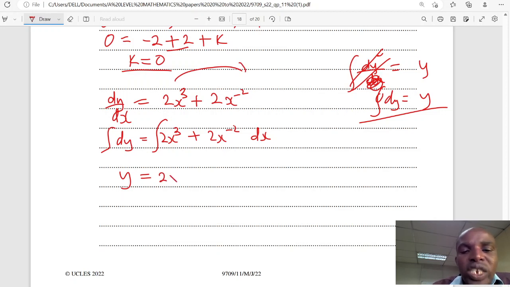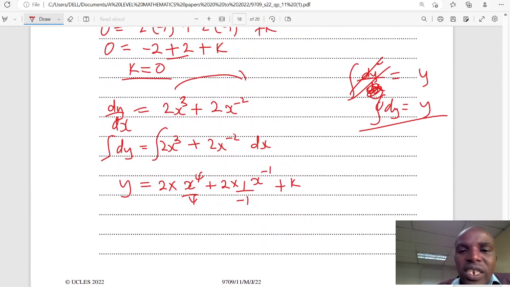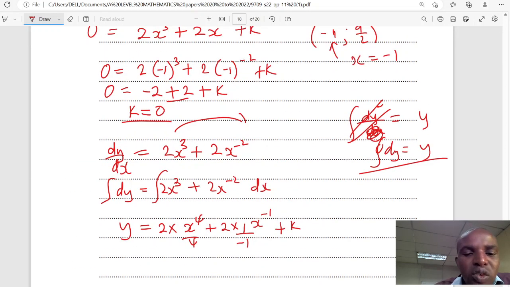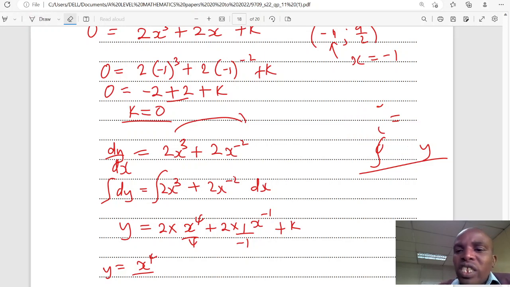So it will be 2 times x cubed, that's x to the power 4 over 4, then plus 2 times 1 over minus 2 plus 1, which is minus 1, x to the power minus 1, then plus a constant, right? Then after that, it will be y is equal to x to the power 4 over 4 over 2 actually. If I can simplify this part, let me also remove this item so that I can have more space for my working.